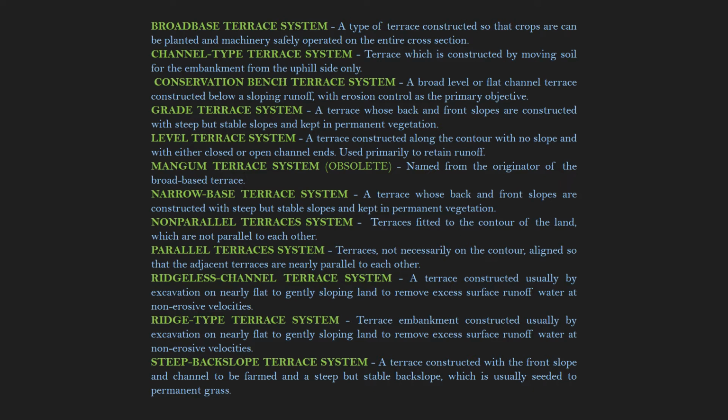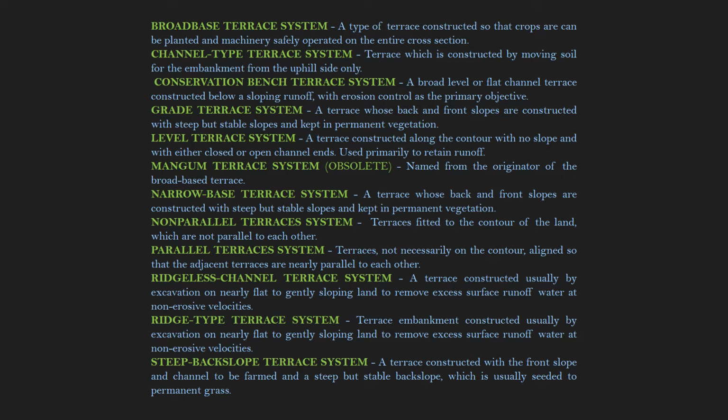Mangum terrace system, obsolete. Named from the originator of the broad-based terrace. Narrow base terrace system. A terrace whose back and front slopes are constructed with steep but stable slopes and kept in permanent vegetation. Non-parallel terrace system. Terraces fitted to the contour of the land, which are not parallel to each other. Parallel terrace system. Terraces, not necessarily on the contour, aligned so that the adjacent terraces are nearly parallel to each other. Ridgeless channel terrace system.